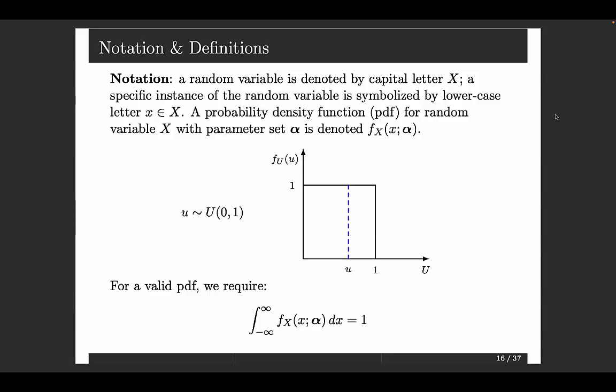For example, a common PDF is the uniform distribution, where the random number U is a number between 0 and 1, with specific instance lowercase u, that's shown in the dotted line here. And we often symbolize that a random number is sampled from a certain distribution with this tilde notation. For example, here we have that U is sampled from a uniform unit distribution, meaning that uppercase U starts from 0 and ends at 1. Now, the height of this rectangle is also 1, and we know that because for a valid PDF, we require that the integral from negative infinity to infinity of f of x dx is equal to 1.